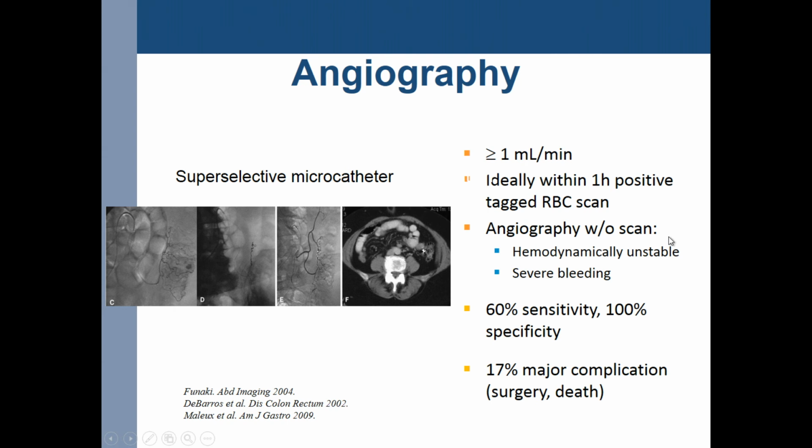The times when it may be reasonable to proceed straight away to angiography without a preceding diagnostic scan would be, again, as we discussed earlier, in somebody who is hemodynamically unstable or having severe bleeding, because certainly these patients are likely bleeding at a much faster rate than 1 cc per minute. It is about 60% sensitive and 100% specific, but again, associated with a fairly high rate of major complications, which includes need for surgery, usually from ischemia, or death.